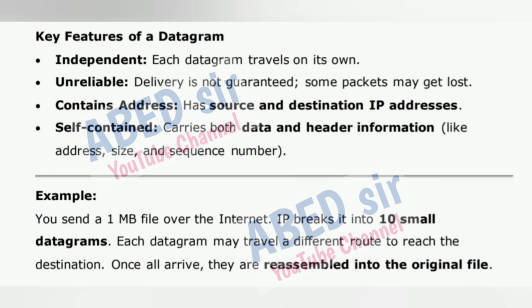Example. You send a 1 megabyte file over the internet. IP breaks it into 10 small datagrams. Each datagram may travel a different route to reach the destination. Once all arrive, they are reassembled into the original file.